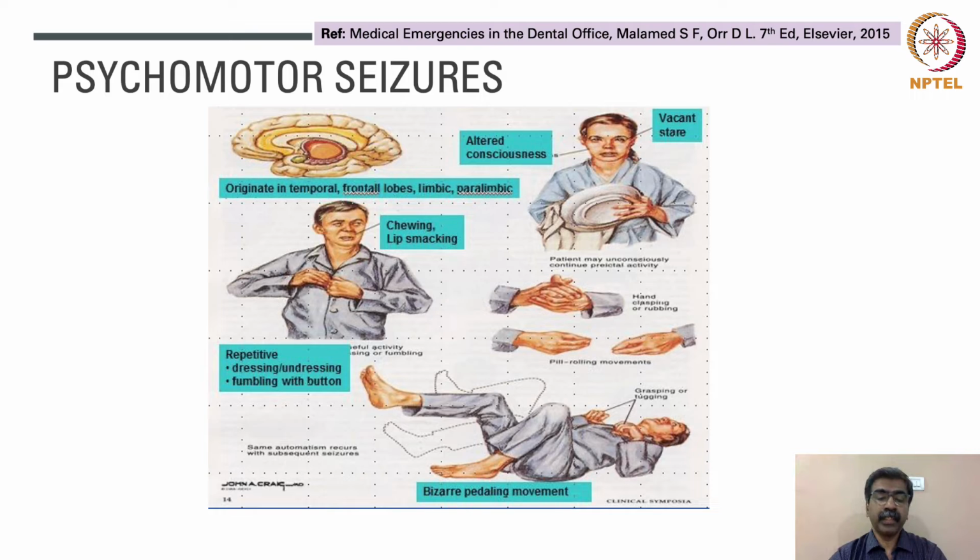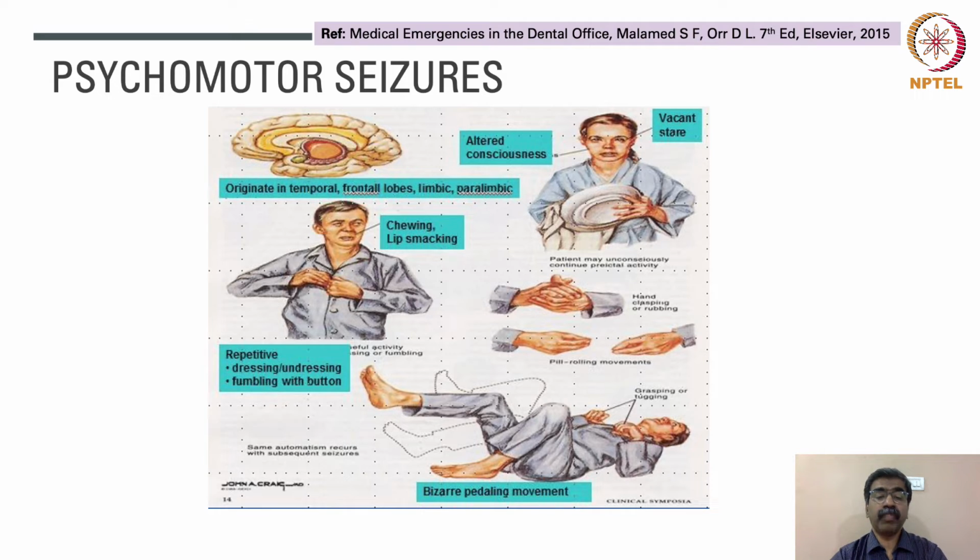In psychomotor seizures, which are present in 2% to 25% of children and in 15 to 50% in adults, they involve extensive cortical regions and produce a variety of symptoms. They last longer than simple partial seizures, usually 1 to 2 minutes, and their onset and termination are more gradual, and they involve an associated impairment of consciousness.